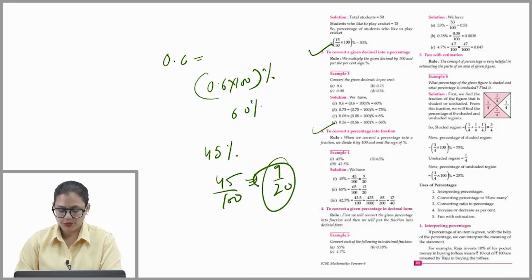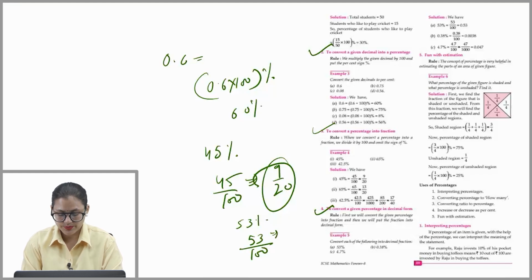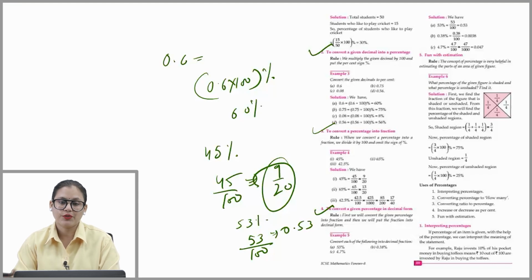Number 4, to convert a given percentage into decimal form. Rule: first, we will convert the given percentage into a fraction and then we will put the fraction into decimal form. Example, we have to convert 53% into a decimal fraction. So what will you do? First, you will divide by 100, omit the sign also, and now put the decimal here, 0.53.